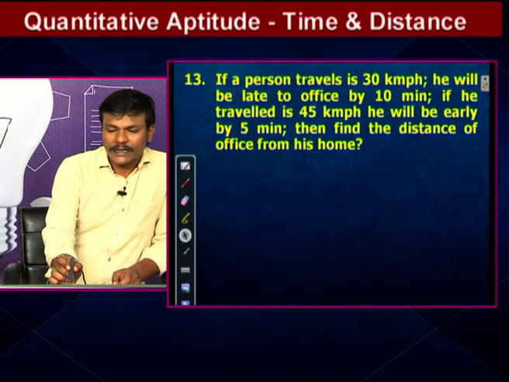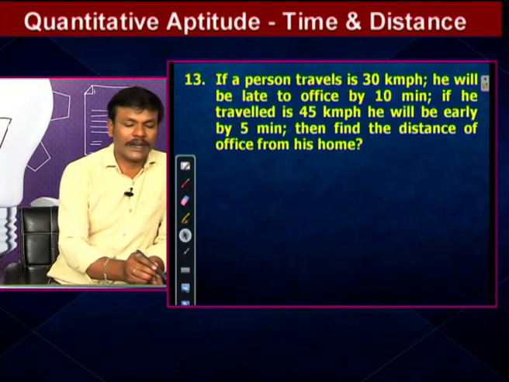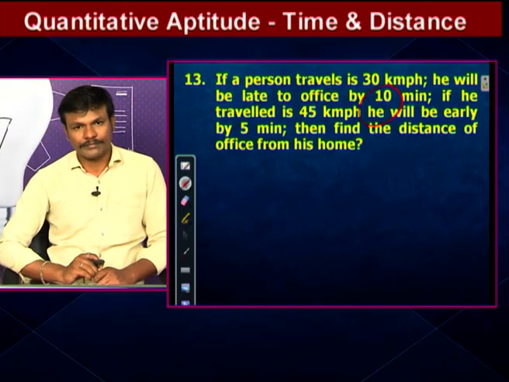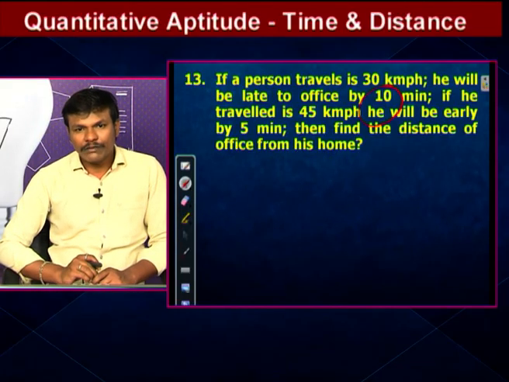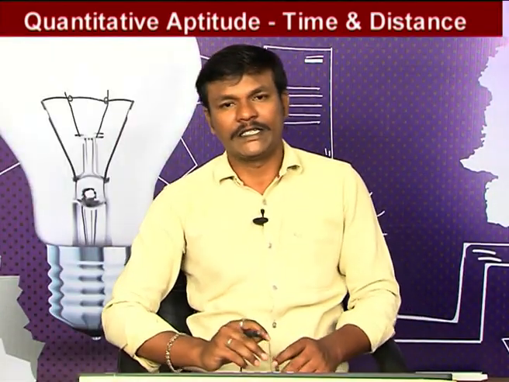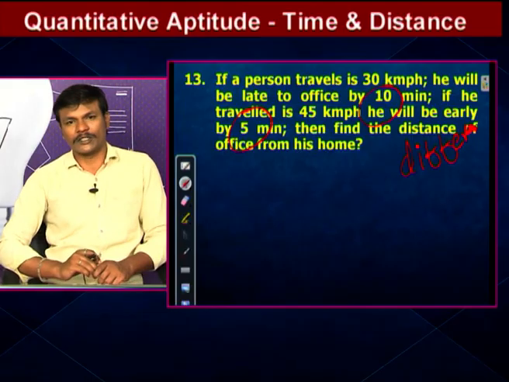If a person travels with 30 km per hour, he will be late to his office by 10 minutes. See this, late to his office by 10 minutes. If he travelled at 45 km per hour, he will be early by 5 minutes. See this, there are two terms we have: late to his office, early to office. Late or early means difference of times.